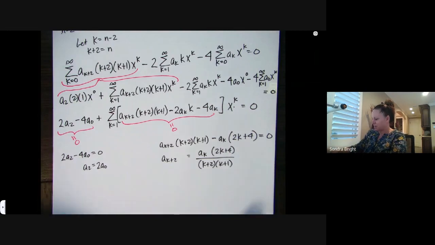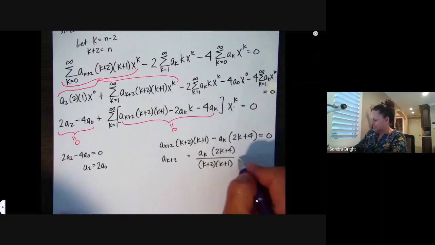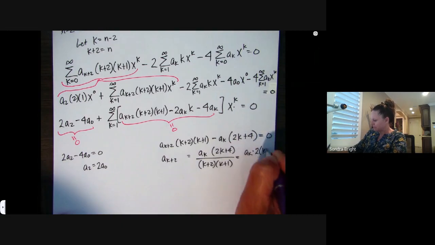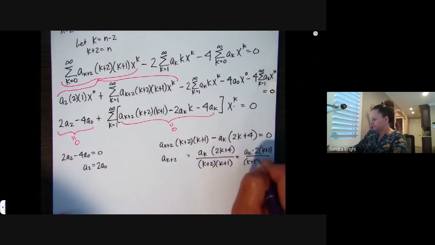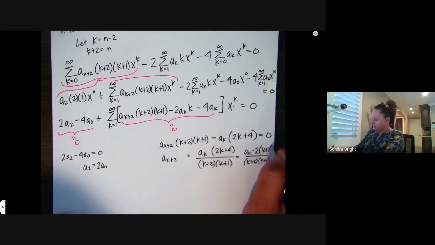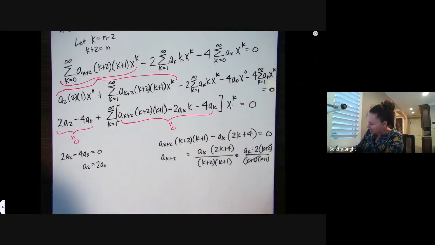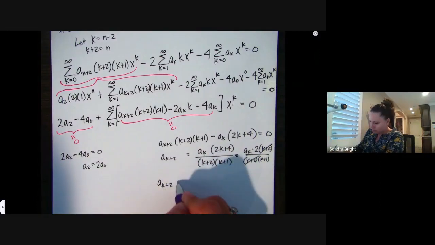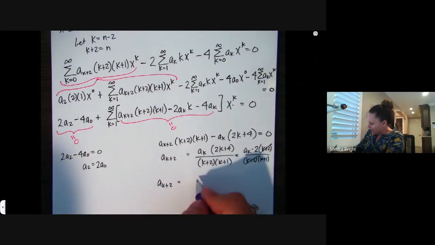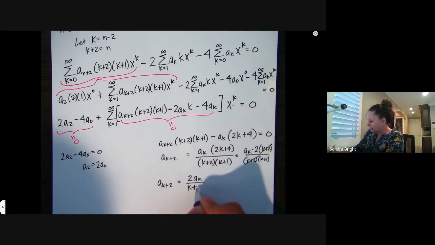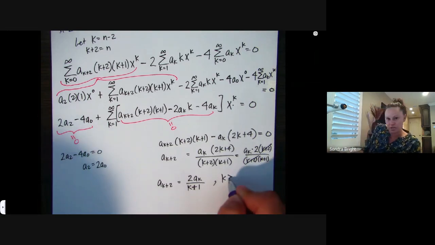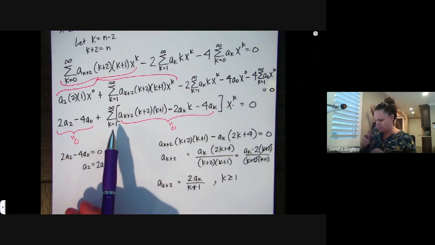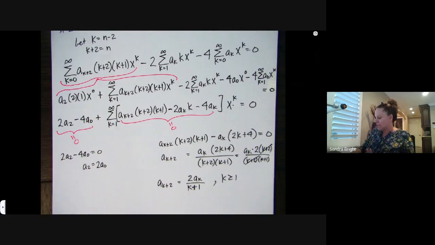But I see a 2 in common there. So that means this is an a sub k, and then times a 2 times k plus 2. So the k plus 2's will cancel. And this is for, so that means a sub k plus 2 is equal to 2ak over k plus 1. And this is for when k is greater than or equal to 1, because we changed our indices to start with 1. Okay. So those are our two patterns.